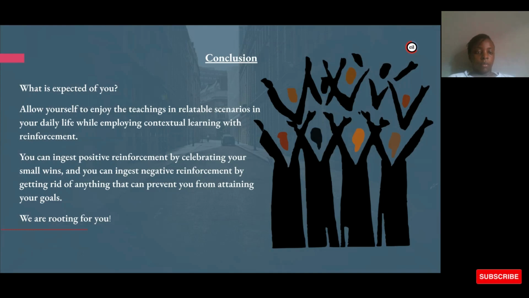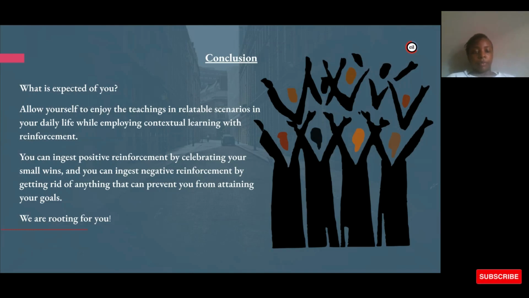So this is just me saying, try to find practicable ways to let this apply to you. Try to put it in your own context, whatever works for you. And yes, you do this with reinforcement. Tosin has rightfully mentioned positive and negative reinforcement. How do you get reinforcement in your daily lives?